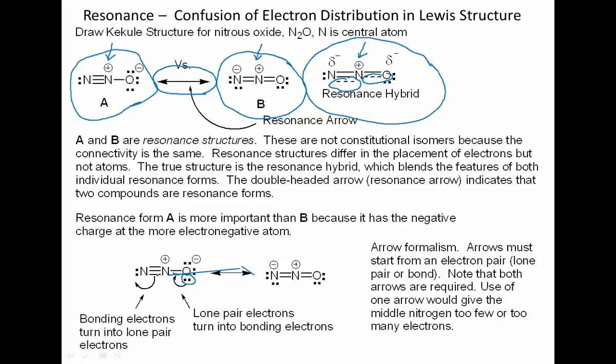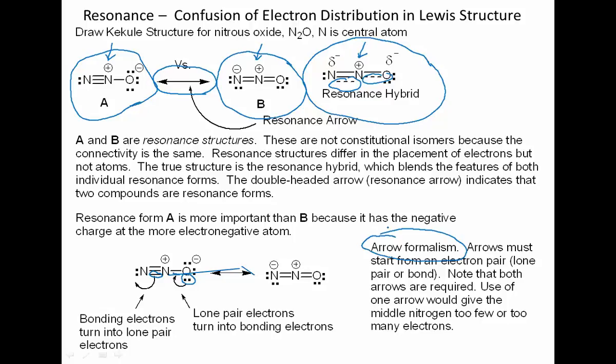And one of these bonding pairs in the triple bond is going to turn into a lone pair. So we can sort of use these arrows here to signify that that's what's going on. Okay? And I have a web link on the Canvas page that goes to a more thorough discussion of arrow formalism, and we're going to use this throughout the class.